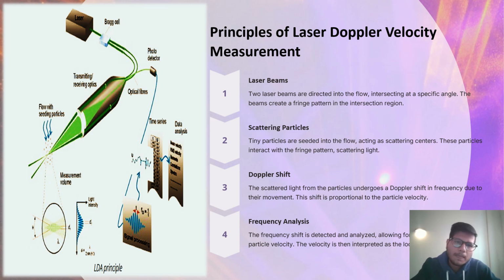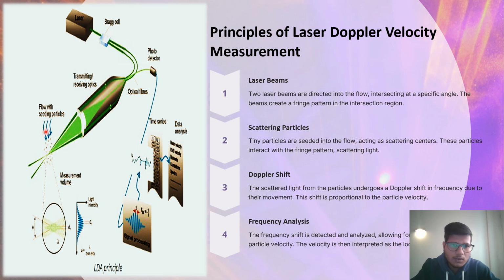Now the working principle. It generally has four components: the laser beam, the scattering particles, the Doppler shift, and frequency analysis. The laser beams come from the laser and go into the transmitting or receiving optics. The transmitting and receiving optics have a lens into which the beams go, and at this point they intersect. At that intersection, fringes are created because of the interference.